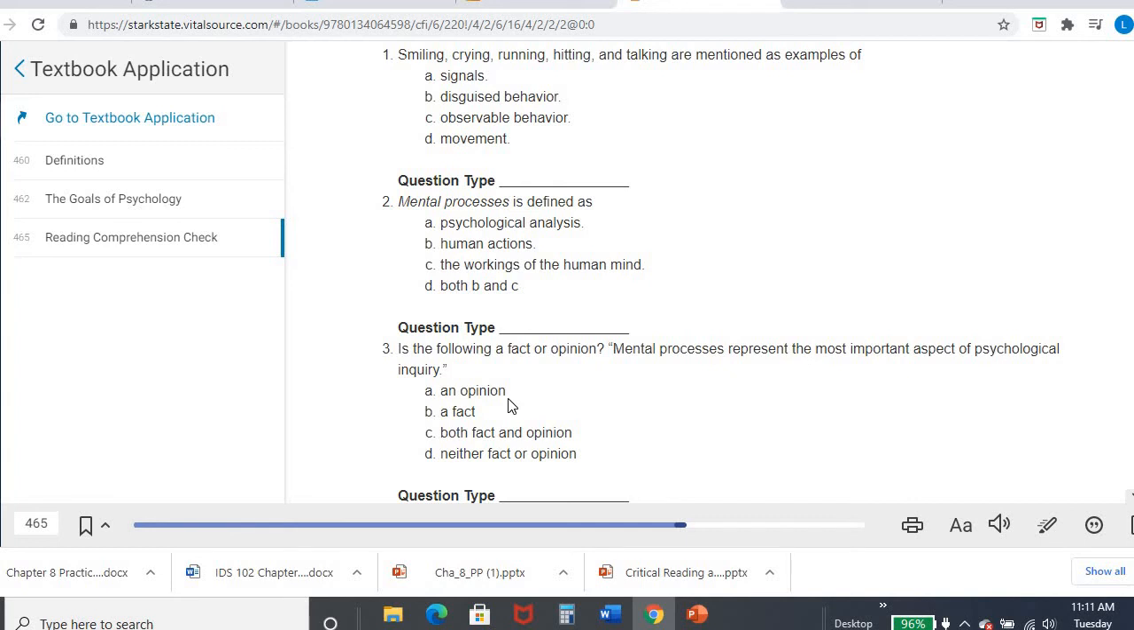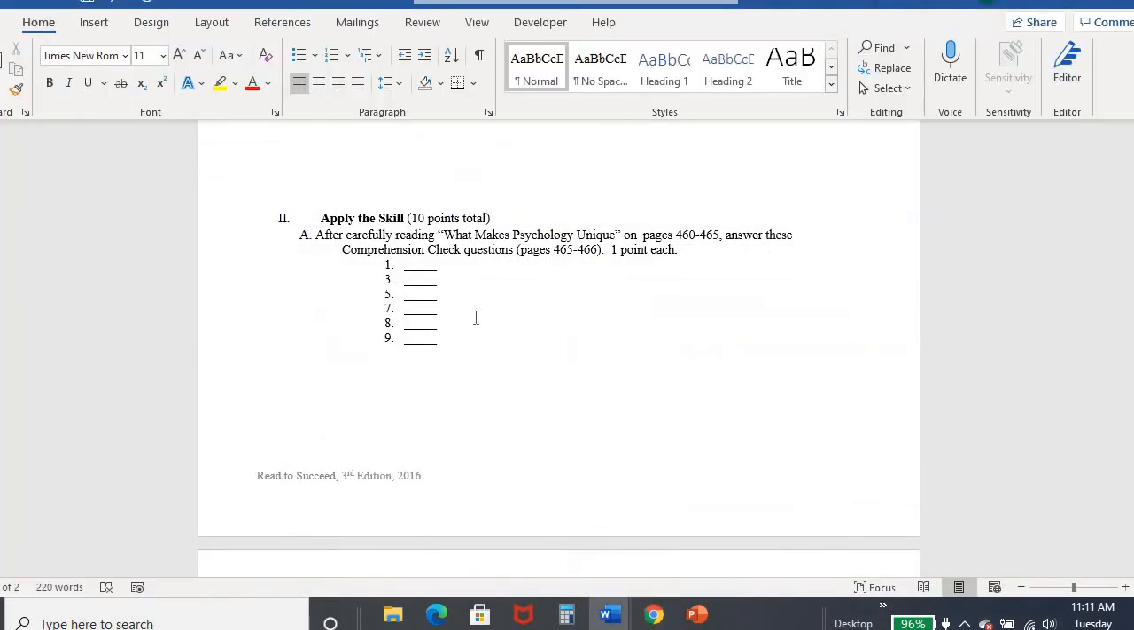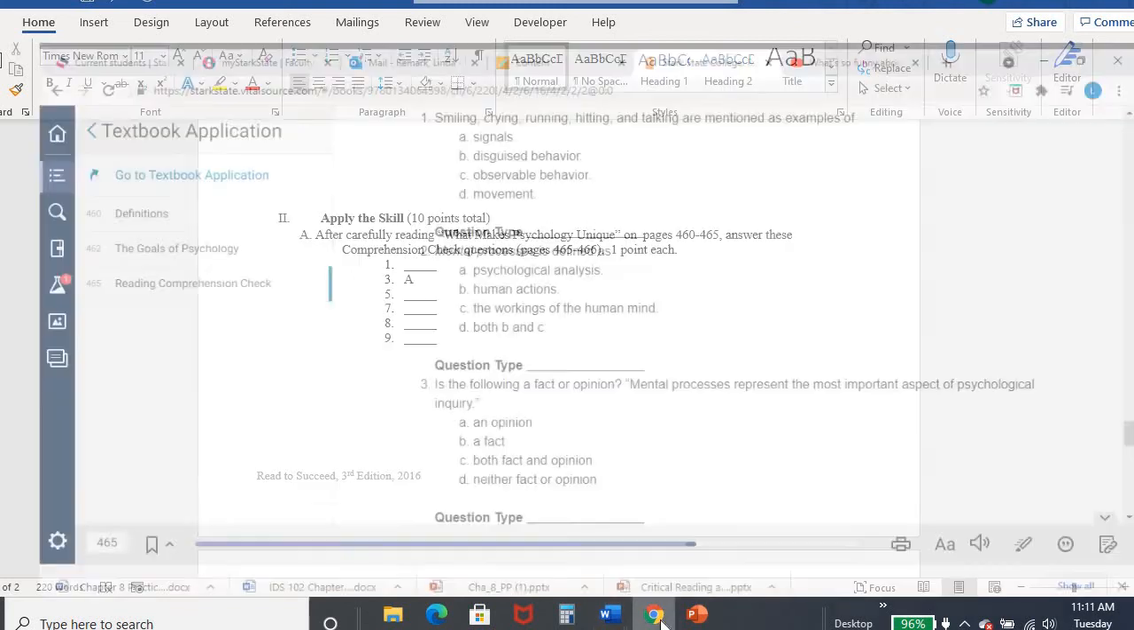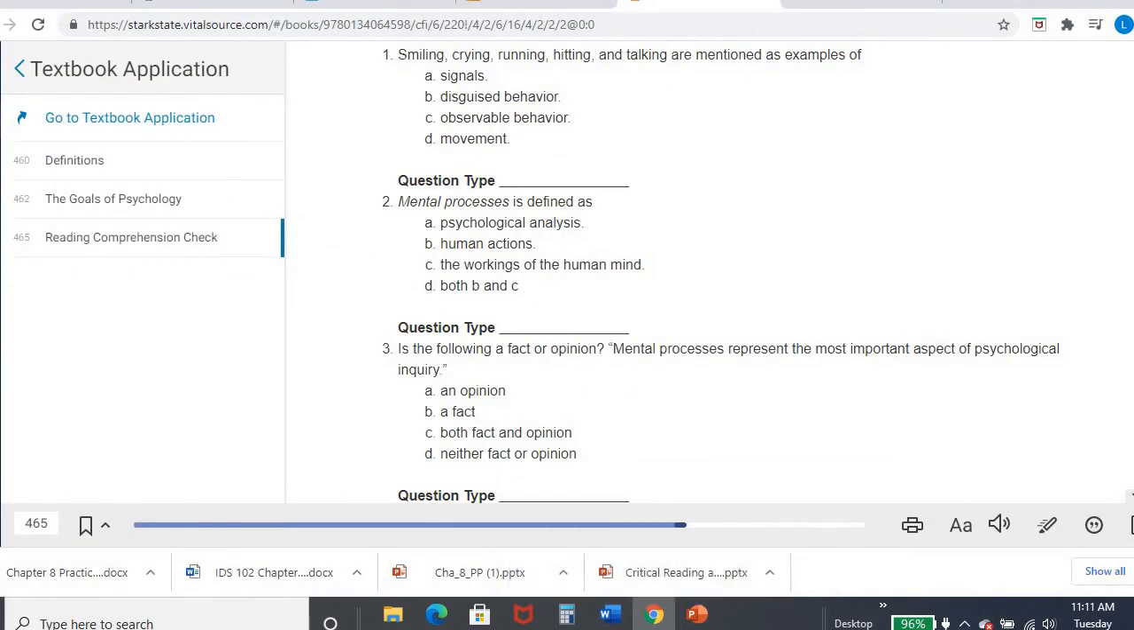So that is an opinion. So number 3 is A. That is an opinion. Another psychologist might debate that because they use the phrase "most important," and that's a qualifier.